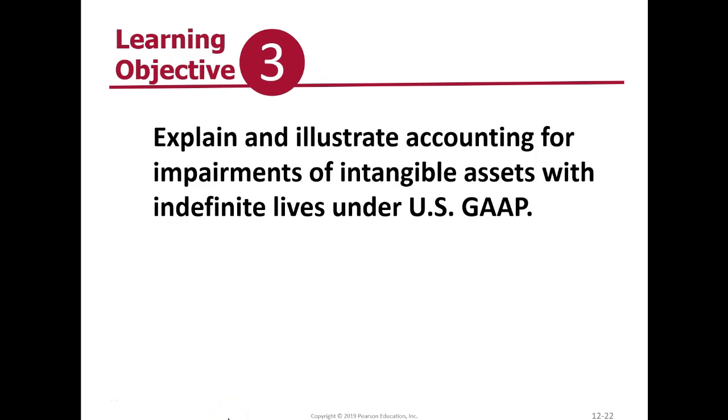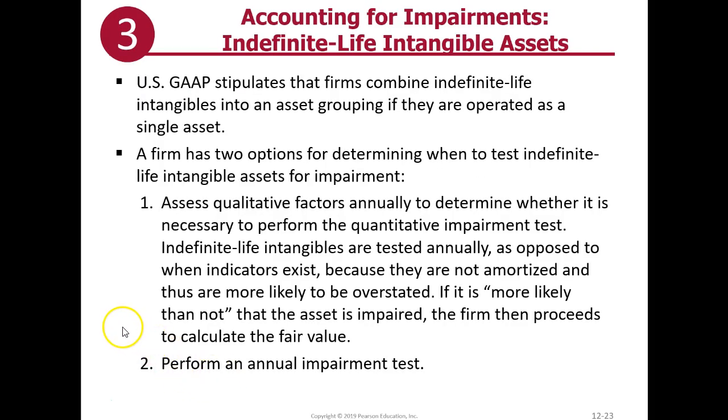The second category of long-term operating assets that we're going to look at with regards to impairments is our intangibles with indefinite lives. Let's look at US GAAP. First, asset grouping. If they are operated as a single asset, then go ahead and group them together. If they are not, then you test each intangible individually. Okay, so asset grouping done.